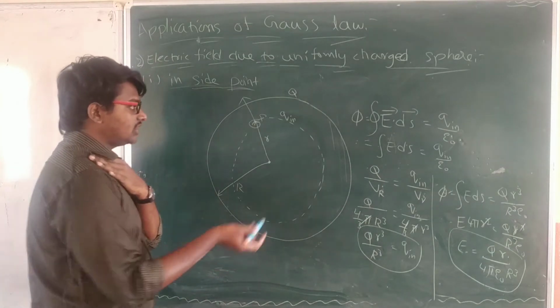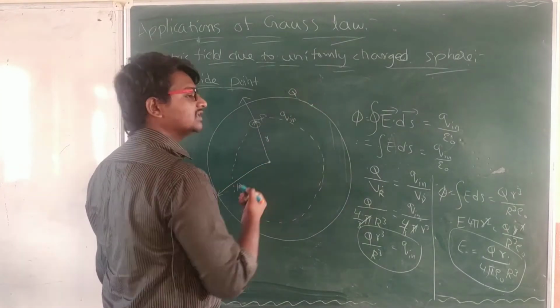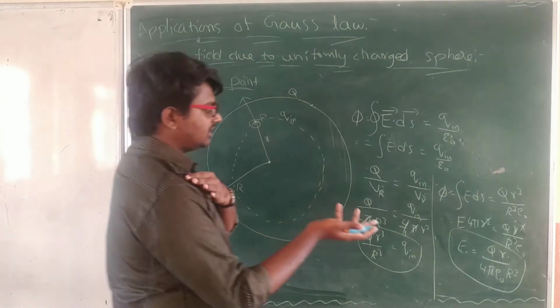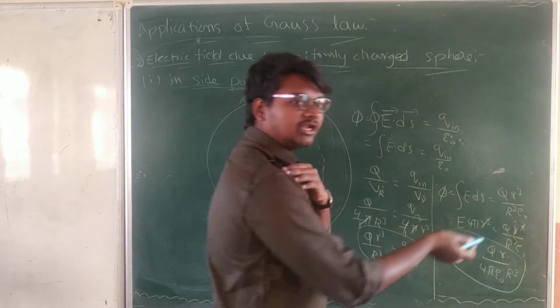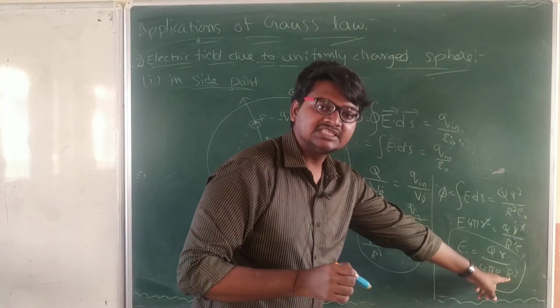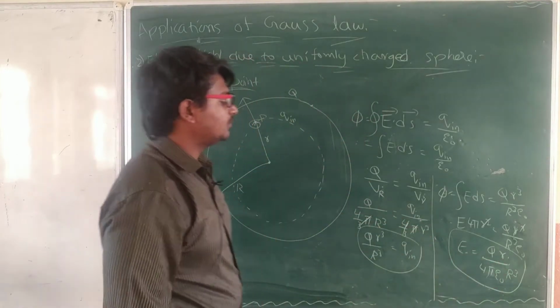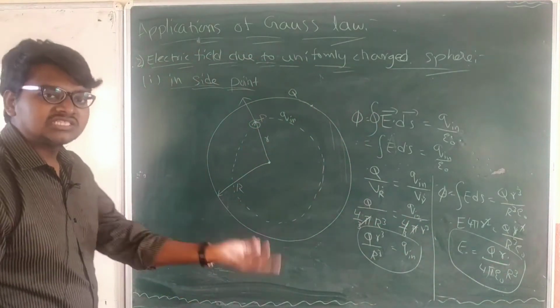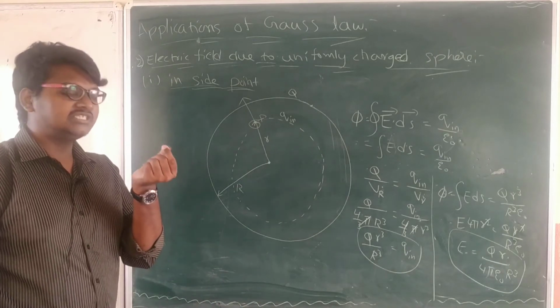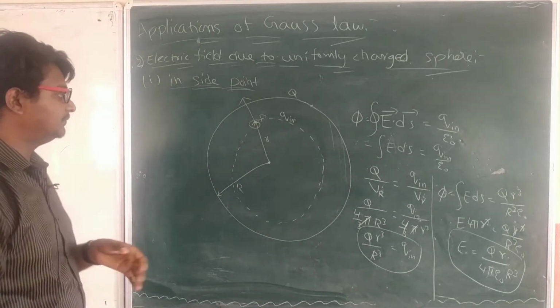If the point is on the shell, then simply in the place of small r we need to keep capital R. One of the R's cancels, and what remains is Q by 4 pi epsilon naught capital R square, which is again the normal single point charge result.